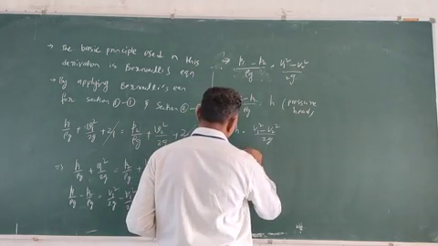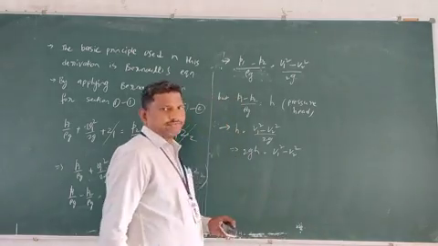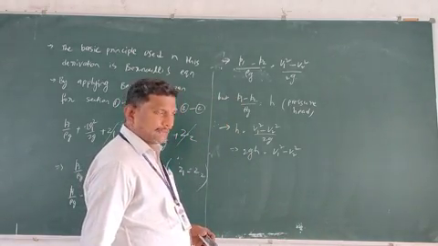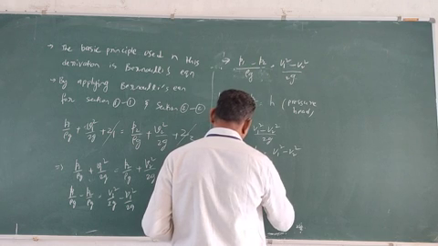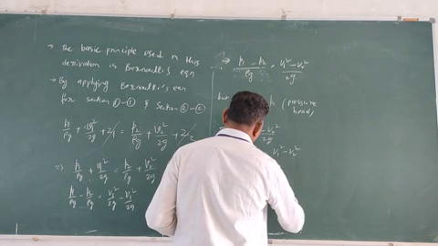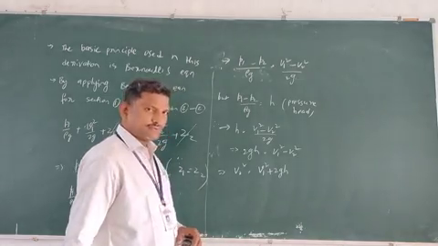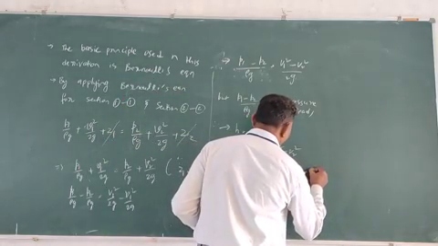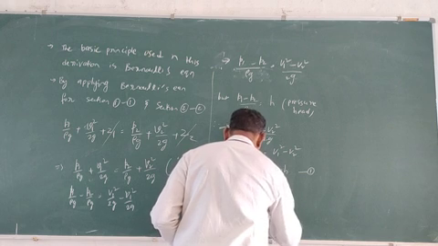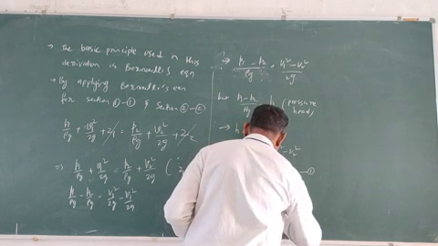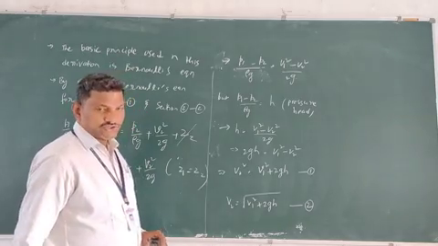Take the cross multiplication. So 2gH is equal to V2 square minus V1 square. Now write this expression as V2 square is equal to V1 square plus 2gH. Assume this as equation 1. And also V2 is equal to square root of V1 square plus 2gH. Assume it as equation 2.